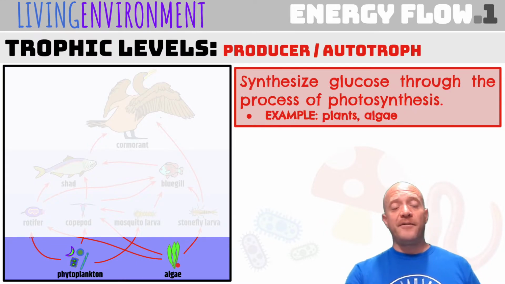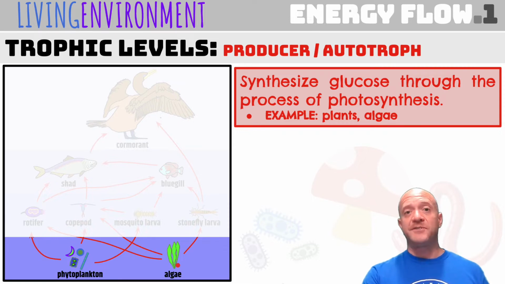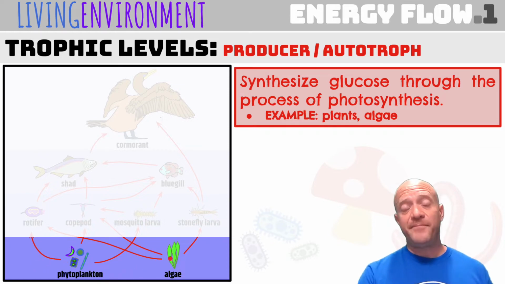Now at the bottom level of these trophic levels, we have the producers or autotrophs. And they will synthesize their glucose directly from the sun through the process of photosynthesis. We discussed this in a previous unit. Examples are plants and algae.